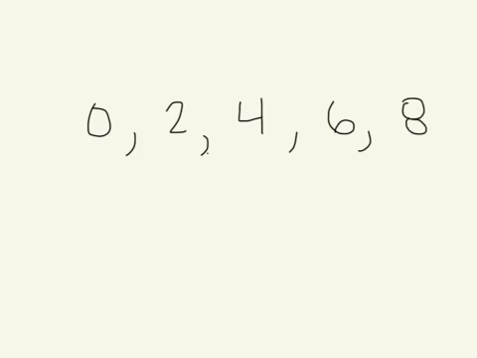So the digits, or the numbers, that can show up in the ones place value can be either a 0, a 2, a 4, a 6, or an 8. And it'll be divisible by 2.